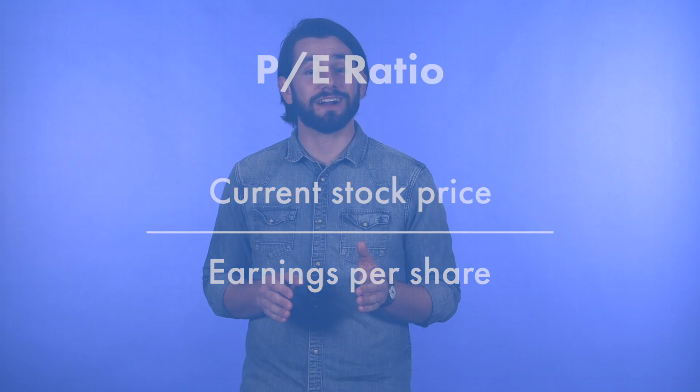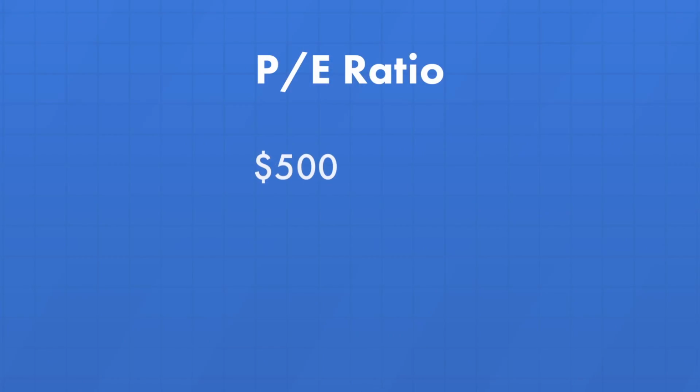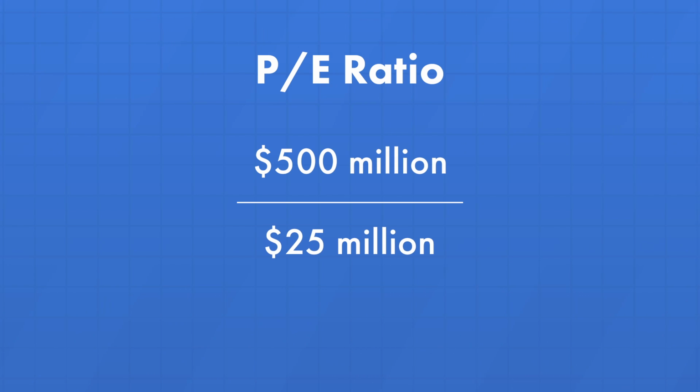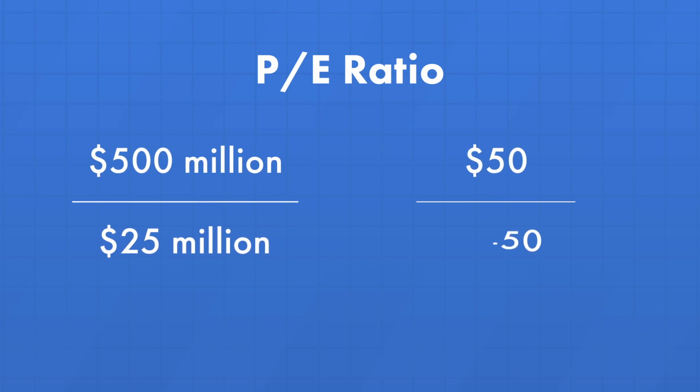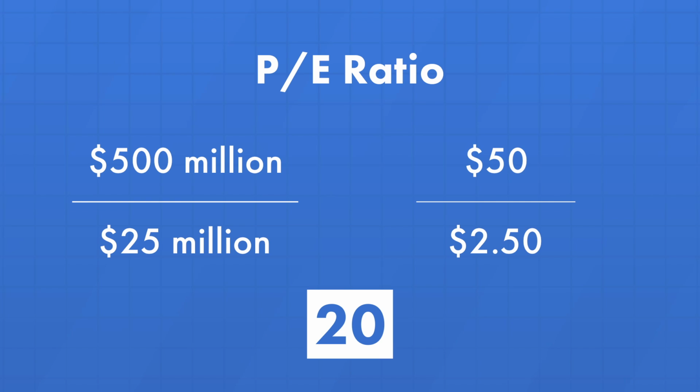So if a company's stock trades for $50 and there are 10 million shares outstanding, it is worth $500 million. And we'll say for this example, it has $25 million in net income. You could get the PE ratio by dividing 500 million by 25 million, or by dividing the share price of $50 by the earnings per share of $2.50. Either way, you get a PE ratio of 20.